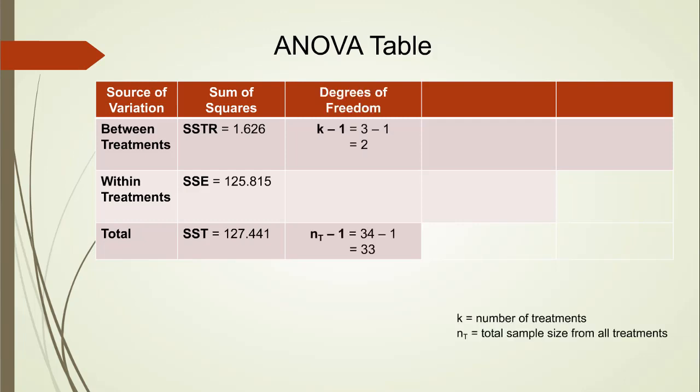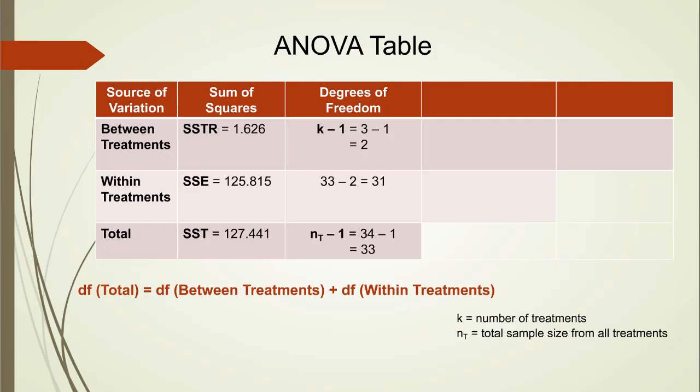The third column is degrees of freedom. The degrees of freedom for between treatments is always k-1, where k is the number of treatments. For our passenger satisfaction example, that is 3, so degrees of freedom for between treatments is 2. The degrees of freedom for the last row, that is for total, is n_T minus 1, where n_T is the total sample size from all treatments. That is 34 minus 1, so 33.